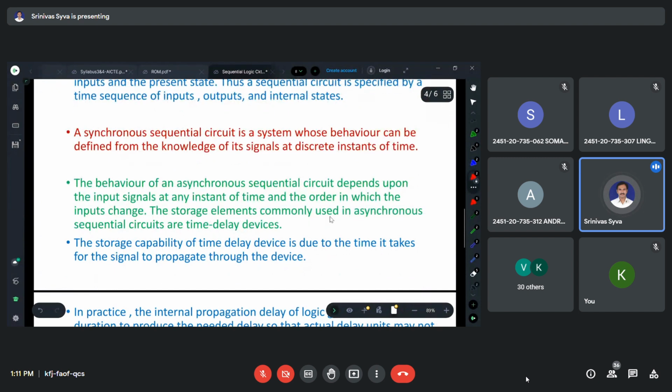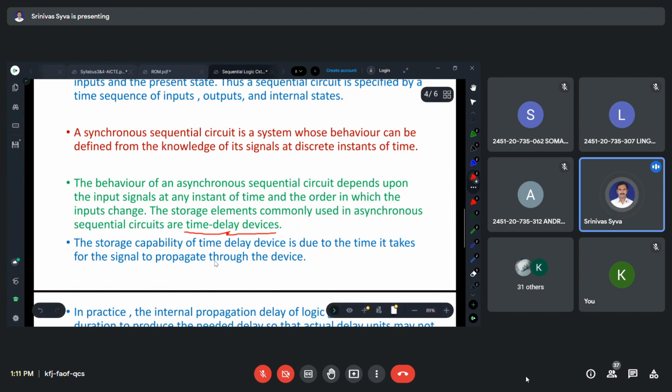The storage elements commonly used in asynchronous sequential circuits are time delay devices. The storage elements in the asynchronous sequential circuit are different from the storage elements of the synchronous sequential circuit. That point you have to remember. The storage capability of a time delay device is due to the time it takes for the signal to propagate through the device. Actually, here there is no concept of memory in the asynchronous sequential circuits.